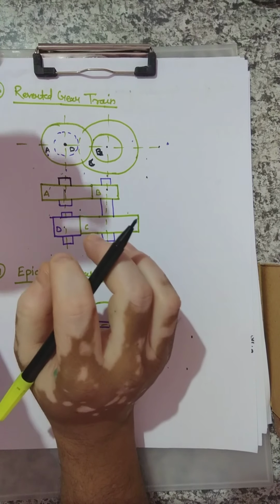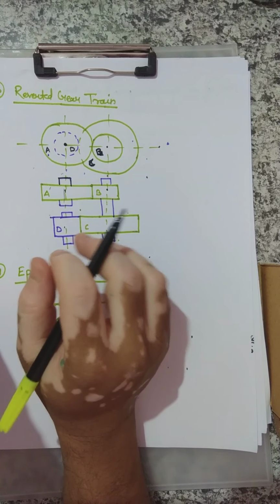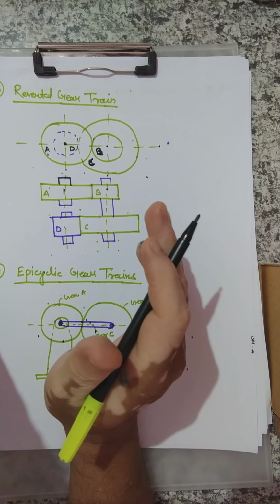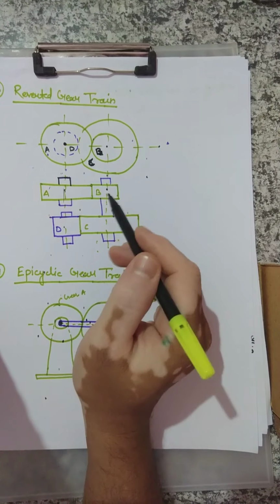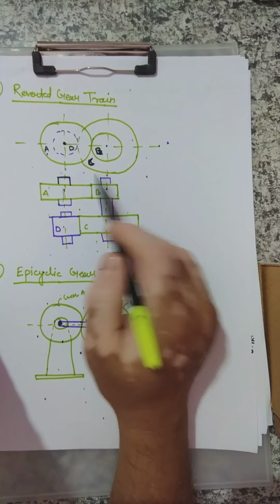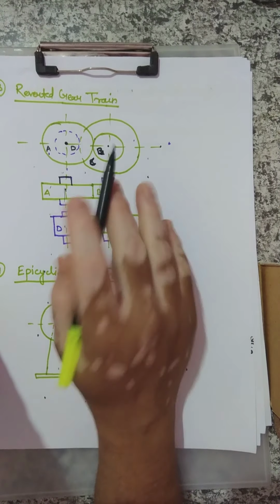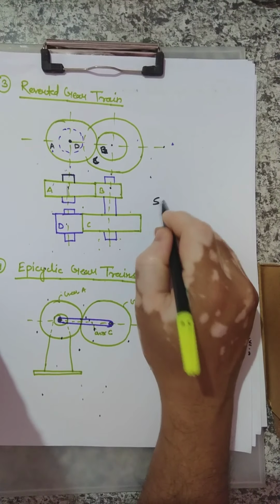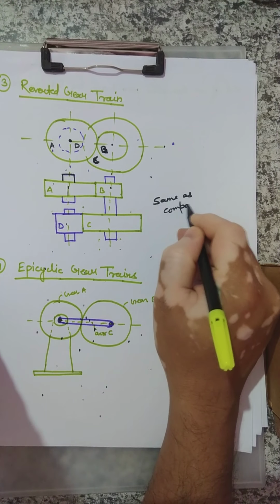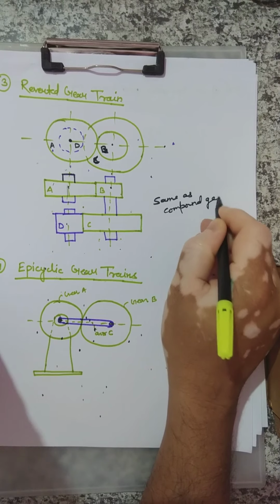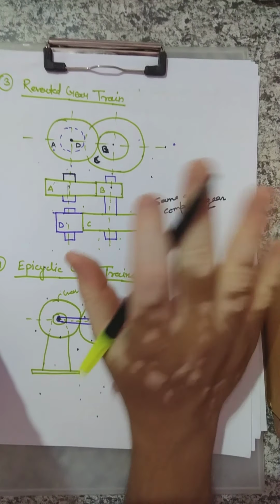So when we need a different velocity ratio on the same axis, then we use a reverted gear train, or this arrangement. Now the velocity ratio will be the same as the compound gear.